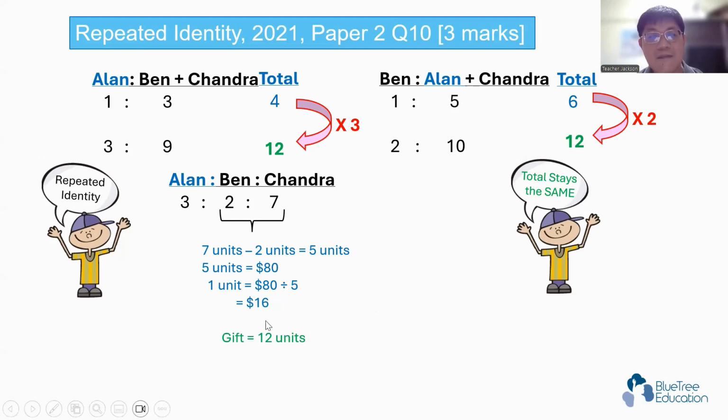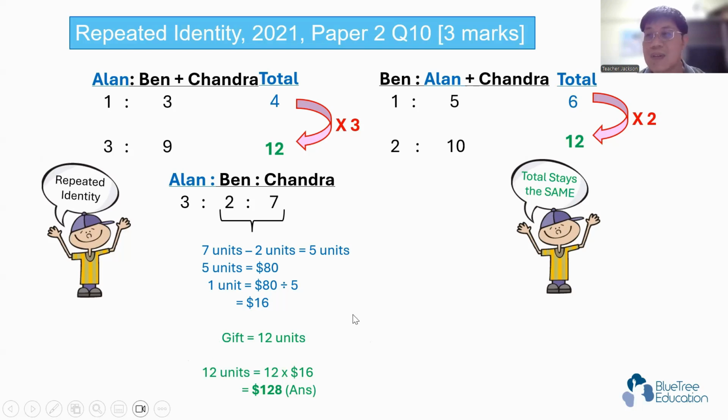So now the gift is 12 units. The total units, the gift is total units. So I want to find the total cost of the gift. You take 3 plus 2, which is 5. 5 plus 7, which is 12. So the total is 12 units. 1 unit here is $16. So to find the total cost, you take 12 units times $16, and you will have 128. That's the answer.